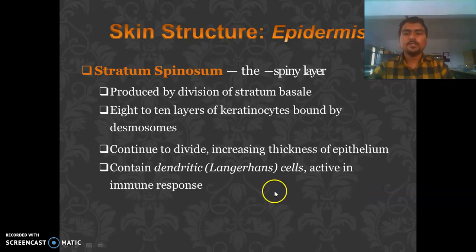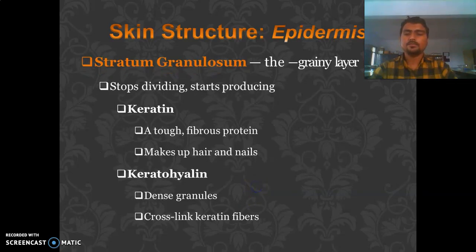Now the stratum spinosum. This is the spiny layer. It is produced by the division of the stratum basale. Here there are 8 to 10 layers of keratinocytes bound by desmosomes, which continue to divide and increase the thickness of the epithelium. It contains dendritic cells, which are active in the immune response.